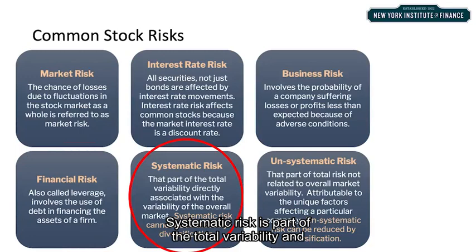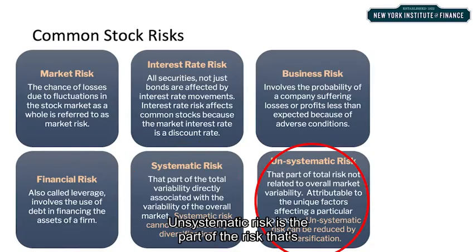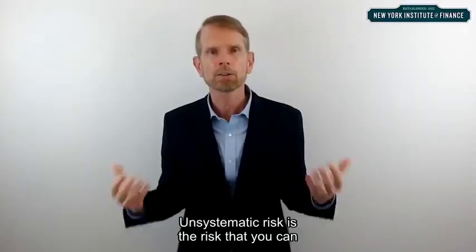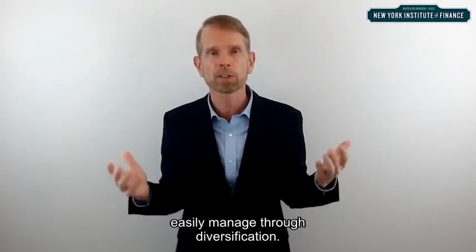Systematic risk is part of the total variability in an equity price that is due to changes in the overall market. So this would be measured by beta. Unsystematic risk is the part of the risk that's not related to the overall market variability. It's attributable to the unique risk factors of the particular company that issued the stock. Unsystematic risk is the risk that you can easily manage through diversification.